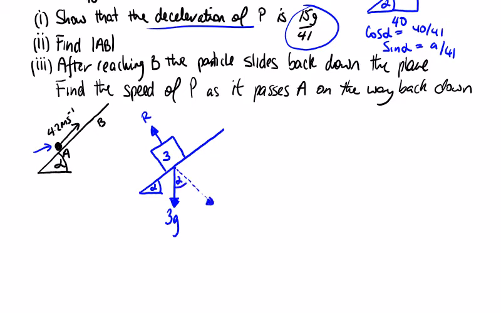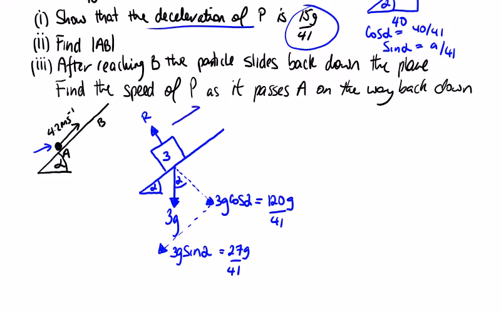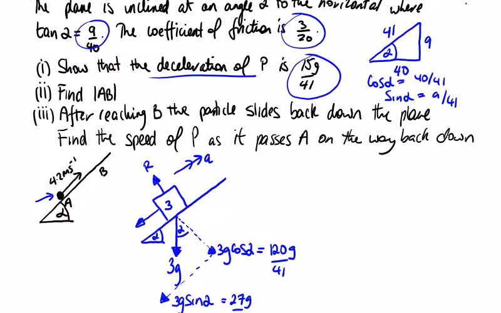So coming down this way, this 3g adjacent to alpha, cos alpha, and we may as well write what that is. Cos alpha is 40/41, so 3 times 40, 120g/41. And coming down this way, opposite alpha, we have 3g sine alpha. Sine alpha is 9/41, so this is 3 9s, 27g/41. We're told it's going up the plane, so it's going up this way. We call our acceleration a. We do have a resistance force. What were we told? Mu was 3/20.